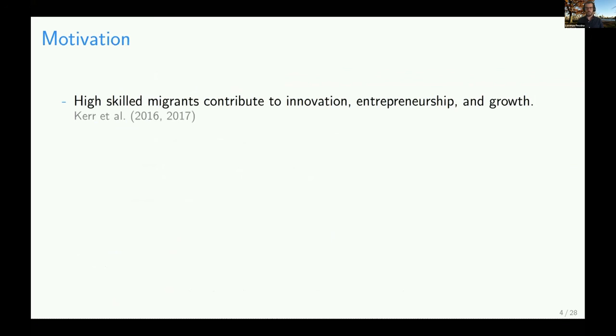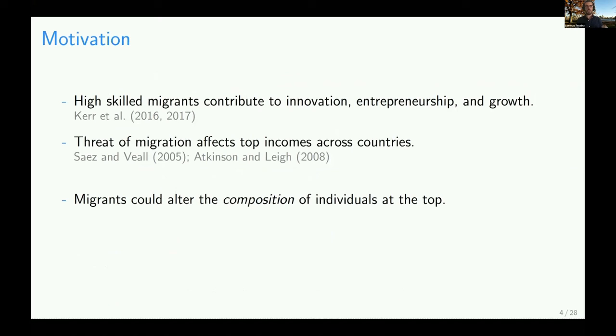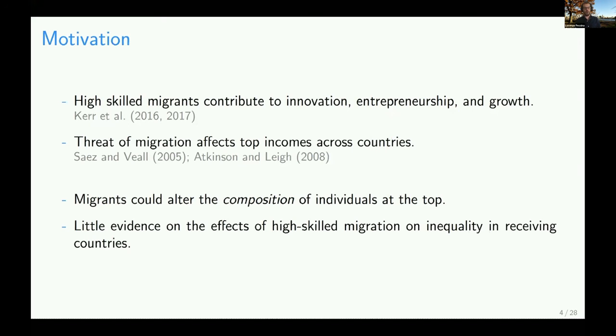Another strand of literature has shown that high-skilled migrants have contributed a lot to innovation, entrepreneurship, and growth. And moreover, the threat of migration affects top incomes across countries. Therefore, migrants could alter the composition of individuals at the top of the income distribution. And so there's little evidence on the effect of high-skilled migration on inequality in the receiving countries.